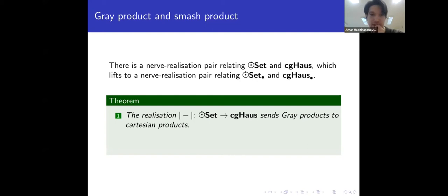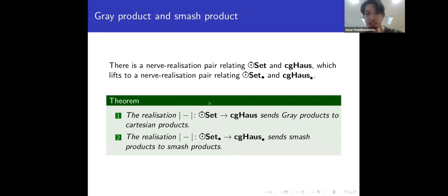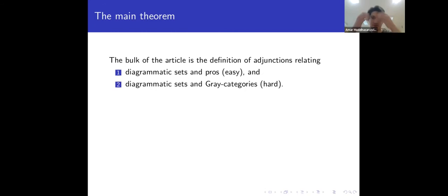So we can prove that the realization of diagrammatic sets does send Gray products to Cartesian products. And the realization of pointed diagrammatic sets does send smash products to smash products. So this kind of solves one part of the connection that we were trying to make.